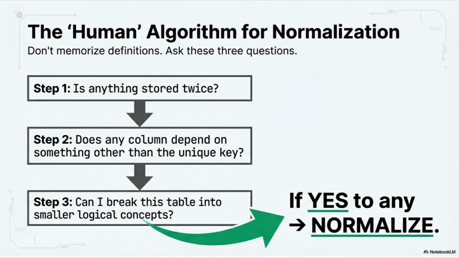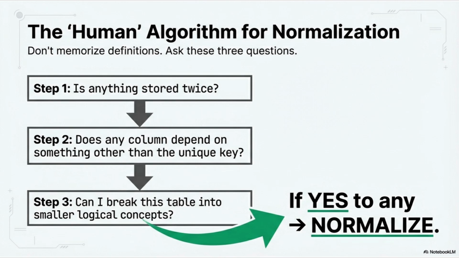Makes sense. Question 2. Does any column depend on something other than the key? If you know the room just by looking at the professor, but the professor isn't the key, you have a problem. Right. And question 3. Can I break this table into smaller logical concepts? If you are mixing hobbies and languages, split them up. It's really just about separating concerns. It is. It's about letting data live where it belongs.